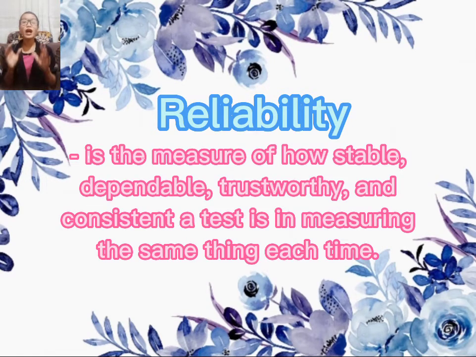Reliability is the measure of how stable, dependable, trustworthy, and consistent a test is in measuring the same thing each time. So reliability will tell you how trustworthy a score in that test will be. You cannot draw valid conclusions from a test score unless you are sure that the test is reliable. A test is considered reliable when we get the same result repeatedly. It is possible to calculate reliability exactly, but it can be estimated in a number of different ways.